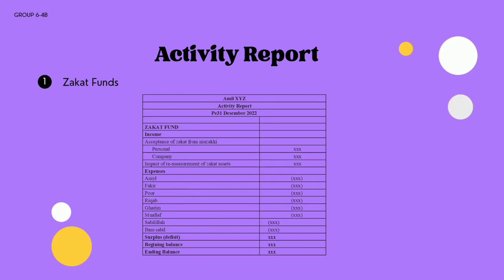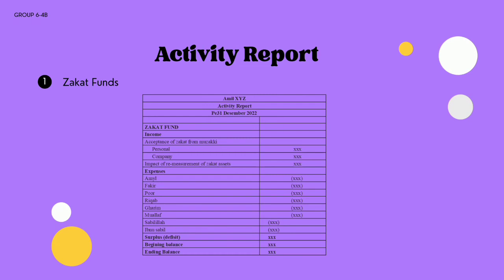Zakat funds consist of income originating from zakat receipts from personal muzaki, zakat received from company muzaki, and the impact of remeasurement of zakat assets. Then, there are expenditures, which consist of distributing zakat to Amil, distributing zakat to non-Amil mustahik, the starting balance of zakat funds, and the ending balance of zakat funds.